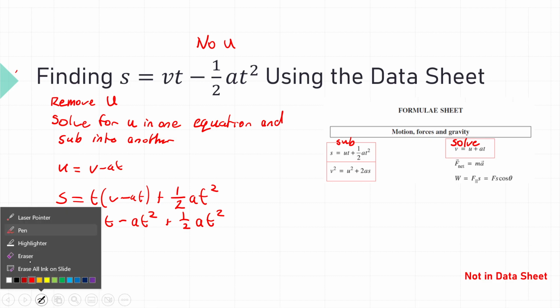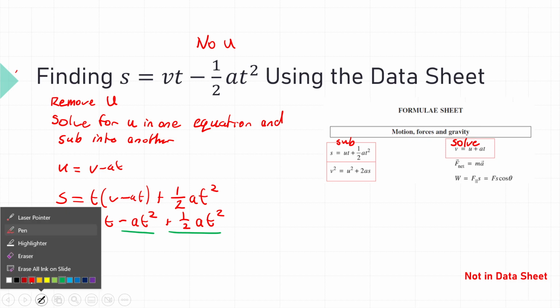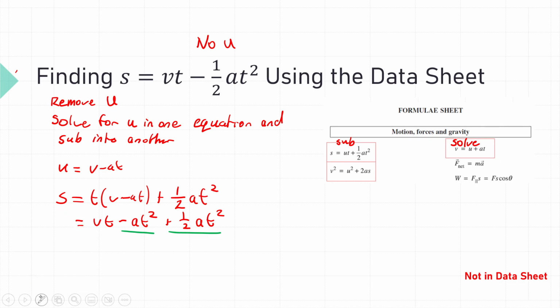Now, something that's really interesting but could be a little bit difficult to recognize is that negative at squared and half at squared are actually like terms. So all we need to do is combine those two. We have effectively negative 1 at squared, and we're adding on half an at squared. What that gives us is negative half at squared, and that's the resolution of adding those two terms together. We still have our vt at the front, and there you go. We have s equals vt minus a half at squared. Again, a way of deriving this equation using the three equations that you have available to you.